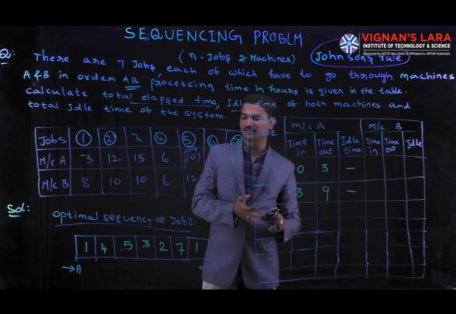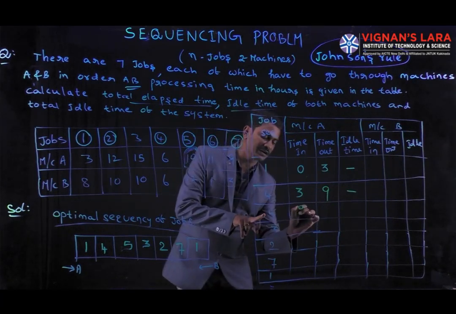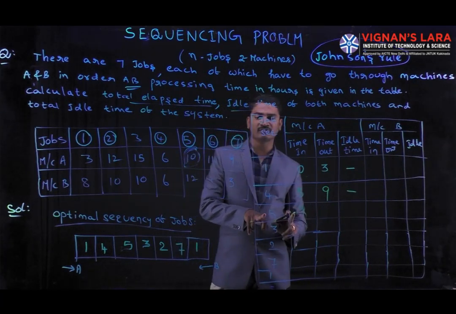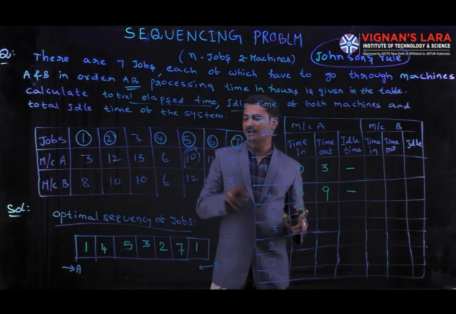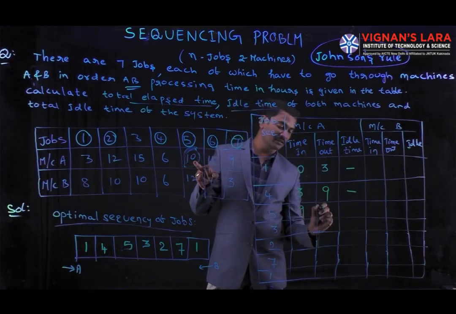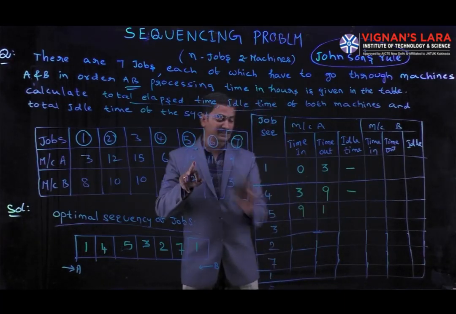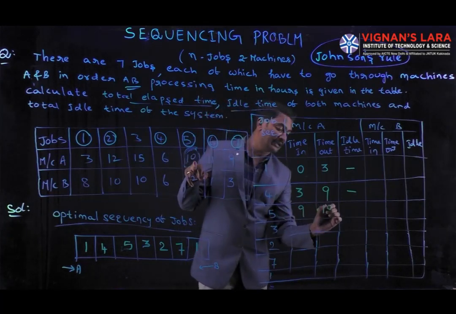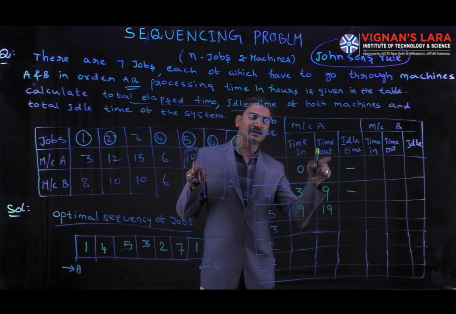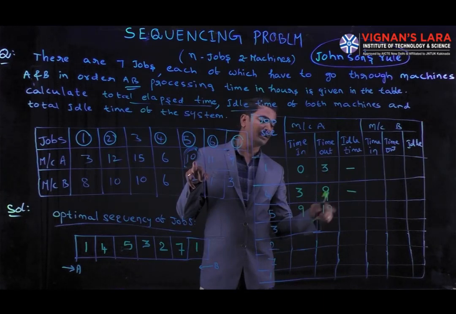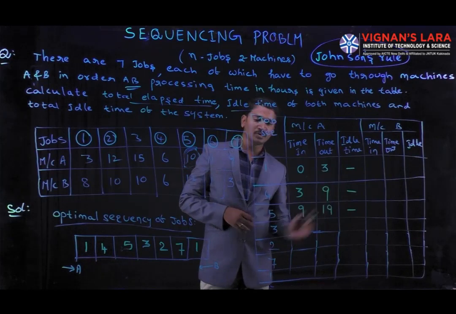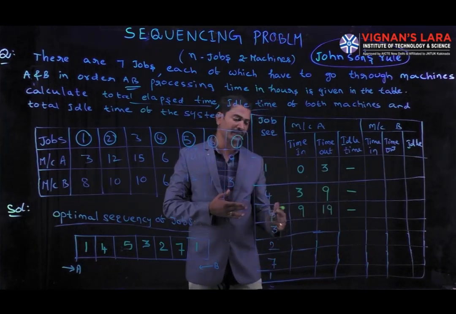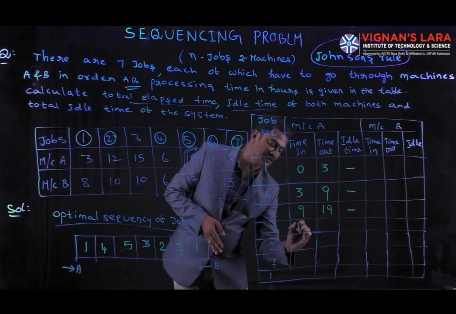Next, coming to the 5th job. We are going to start the 5th job at the 9th hour. After starting at the 9th hour, the processing time is 10 hours. 10 hours plus 9, total 19 hours. At the 19th hour the job was completed and we come out. Here also there is no waiting time or idle time. It was continuously working.